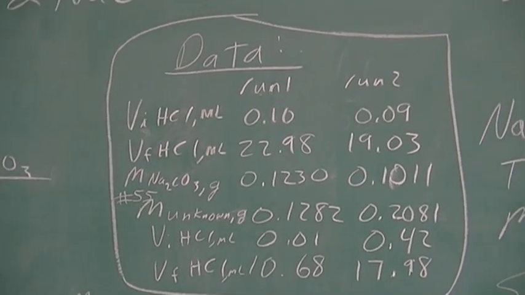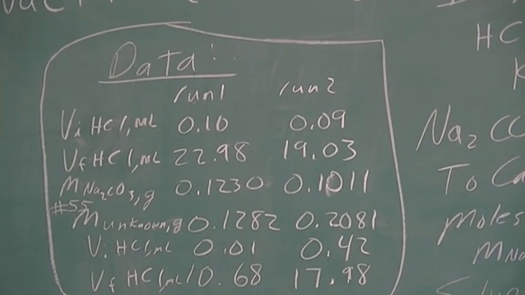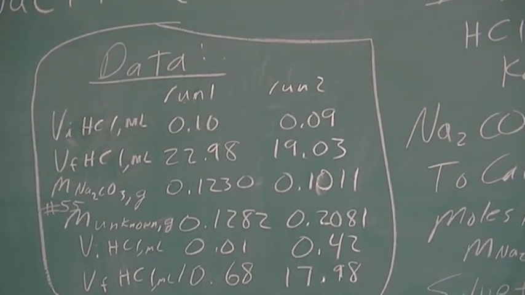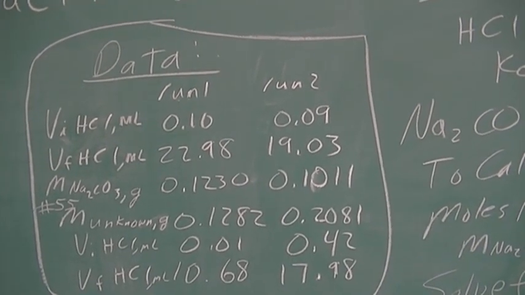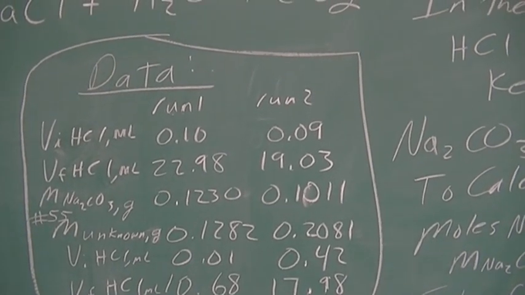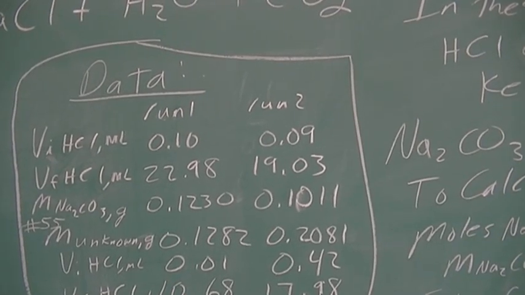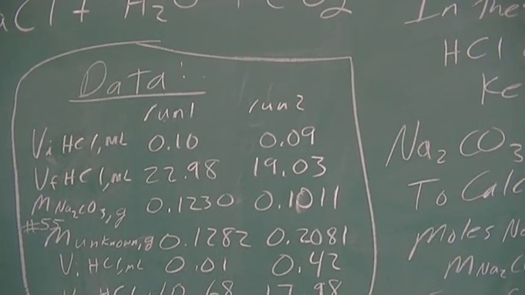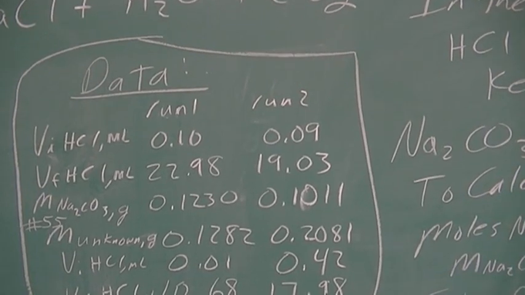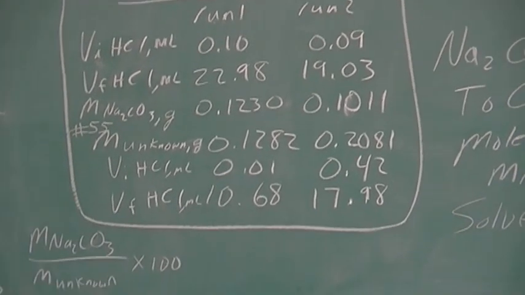In run 2 of that part 1, I took, in this case, 0.1011 gram of the pure sodium carbonate. My initial volume of HCl was 0.09, and then it reached the endpoint. I read the burette, and it was 19.03 mils of HCl. And then I ran the unknown 2 times.